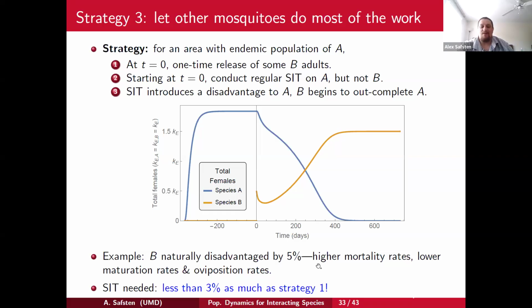But the key here is that we can do this whole process with much less SIT. We need only 3% as many sterile males to make this happen in the optimal case as we did for the one species model. And this is just fantastic, much more efficient. We can take this one step further and do a PDE model.